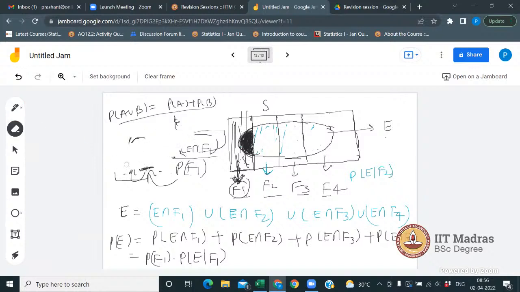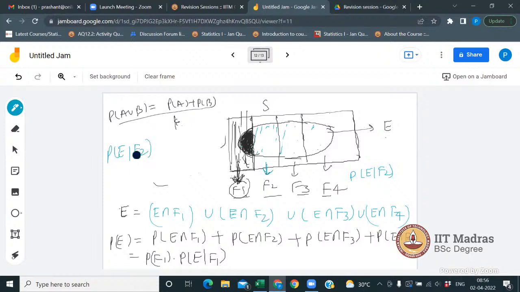Let me get this one. It's the same: probability of E intersection F2 divided by probability of F2. See, probability of E given F2. Try to understand the meaning of this one. It means F2 has occurred, then what is the probability of E occurring in it? That means this blue region. So your favorable cases will be probability of E and F2, and total cases is probability of F2.